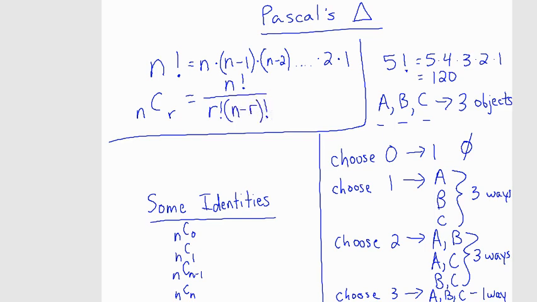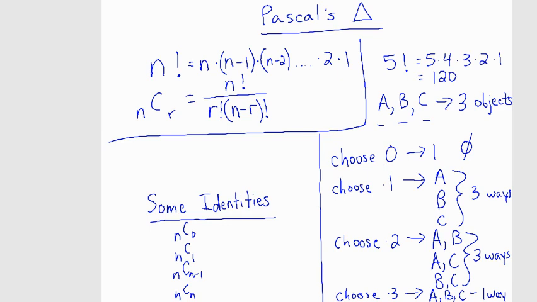And so the n is the total number of objects. So in my example, n would have been 3. And then r is the number I'm choosing. So r would have been 0, 1, 2, or 3, depending on what a specific question would ask. Okay. Really quickly, I want to discuss some identities from this. Notice that it doesn't matter how many objects I have.